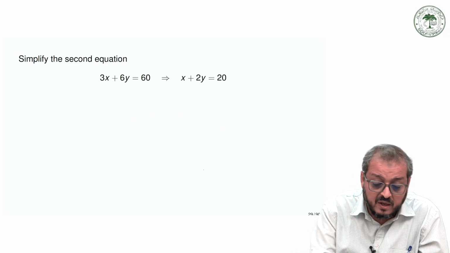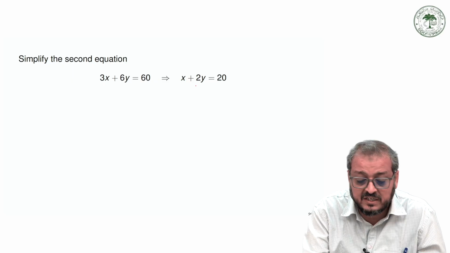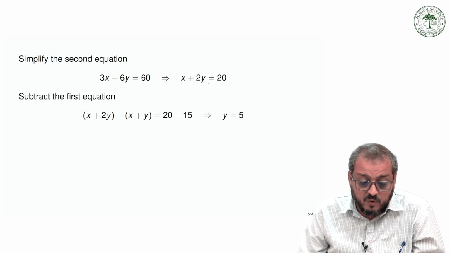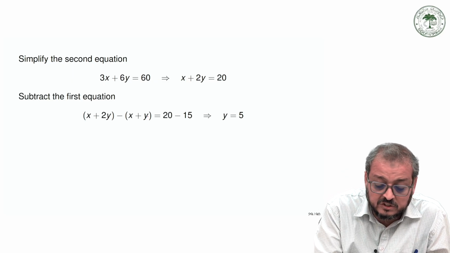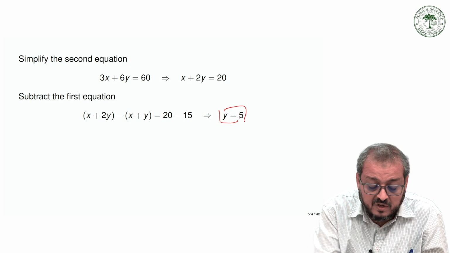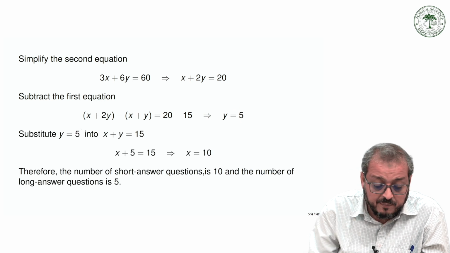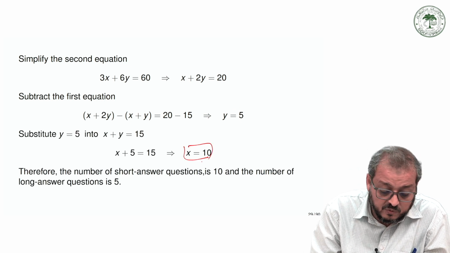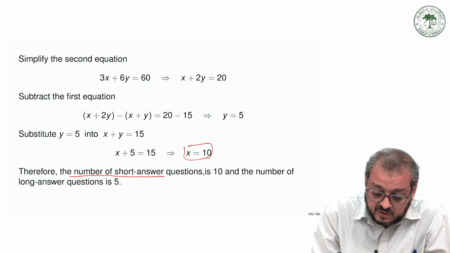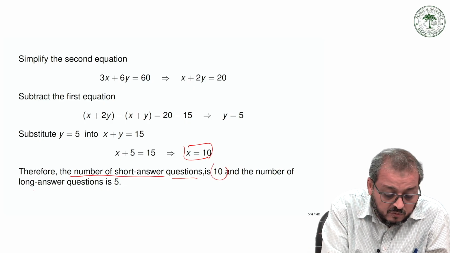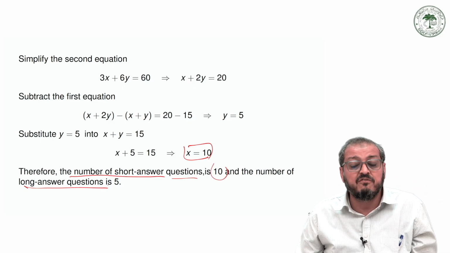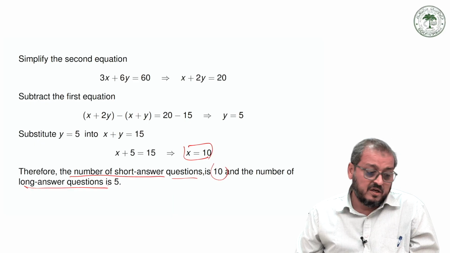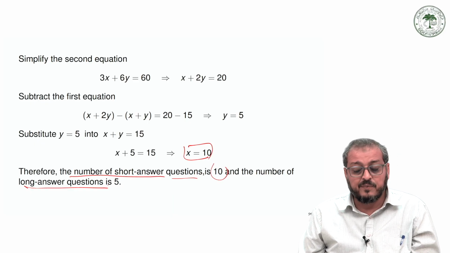Now this can be written as x plus 2y, and now we have to subtract these. So we can say that y is equal to 5, and similarly, with y equal to 5, you have x is equal to 10. So the total number of short answer questions is 10 and the total number of long answer questions is 5. This is the complete solution of this problem.